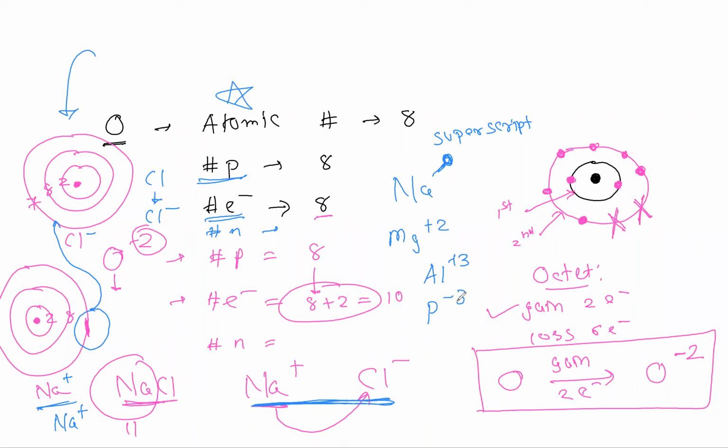One last question. Sure, go ahead. Would there be any case where the proton count is 10 and the electron count is 8 and the superscript is still negative? No, right?